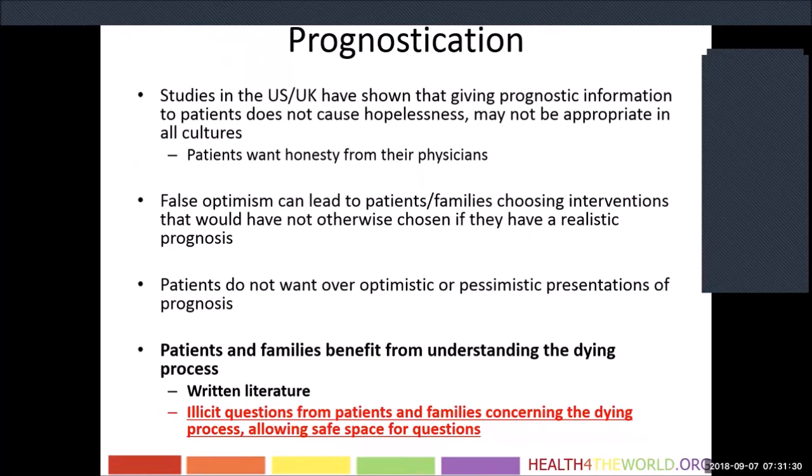False optimism can lead to patients and families choosing interventions that they otherwise wouldn't have chosen if they had a realistic prognosis. So this is the other important thing. If people don't understand what's going on, they'll make choices which might not be in their best interest. But people can only make choices and pick things if they know what's important to pick.